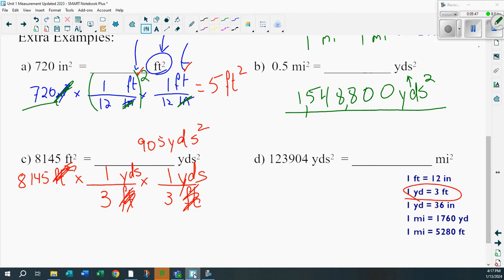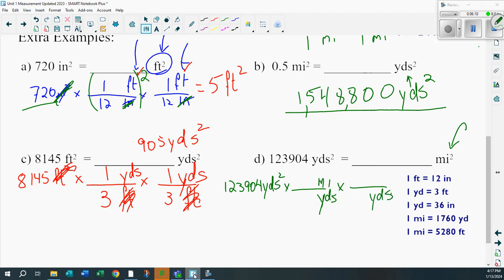Last one, I promise. Okay, here we go. Taking a look at this one. This one looks, ooh, big number. 123,904 yards squared. We want to convert this to miles squared. Okay, so yards goes on the bottom, not just once, but twice. Got it? Miles on top here, miles on top here. Look at the conversion right here. 1760 again goes with yards. 1760 yards in 1 mile.